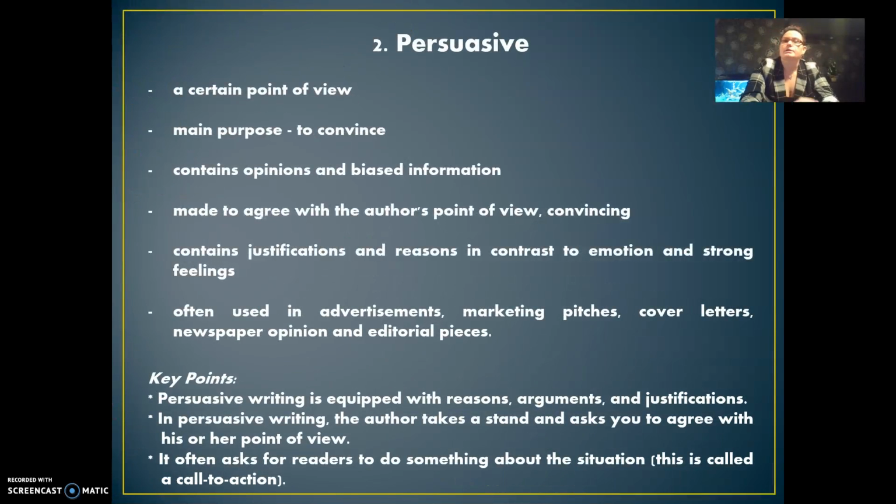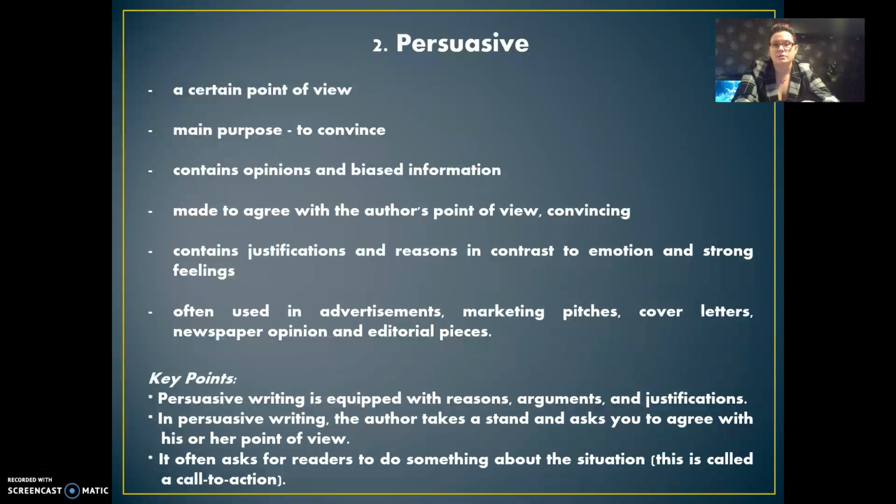The next type of writing, the persuasive writing. This is writing that has a certain point of view. The main purpose is to convince the reader. It contains opinions and biased information. It's made to agree with the author's point of view, and it's written in a convincing way.